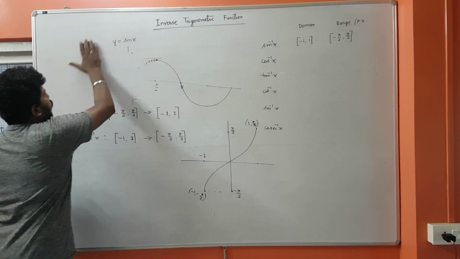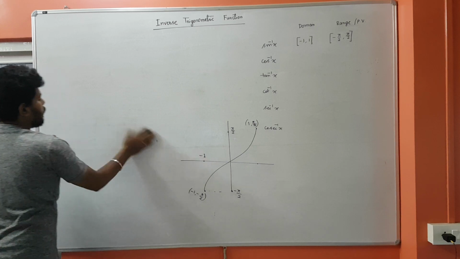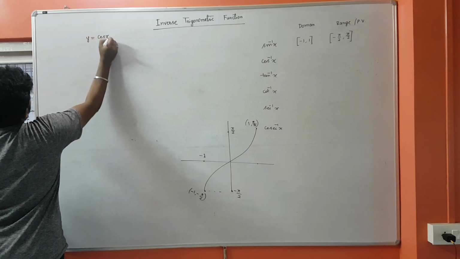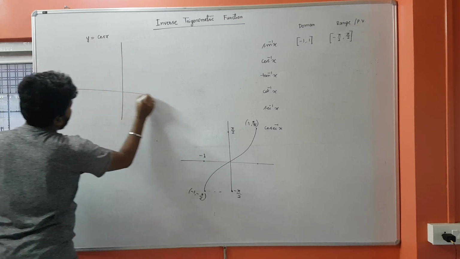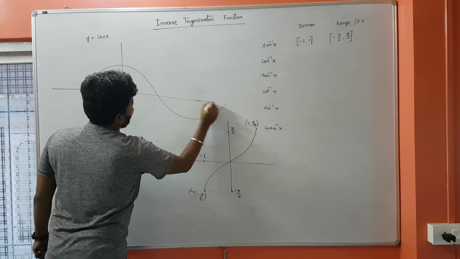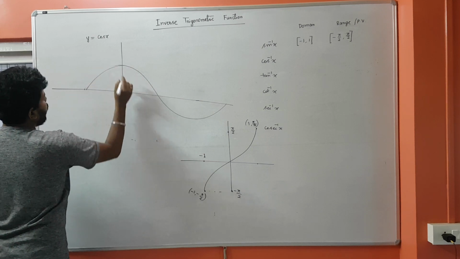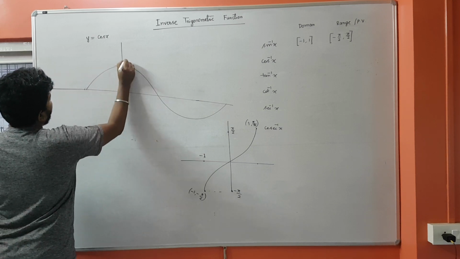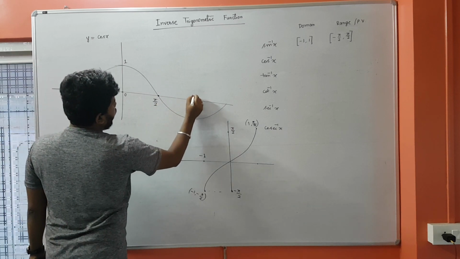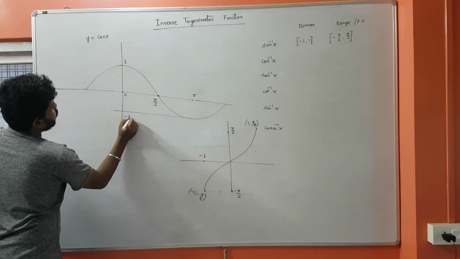Let us talk about cos inverse of x. At first, cos x. If I write y is equal to cos x, then if we draw its graph, the graph of cos x is like this. At 0 it is 1, at π/2 it is 0, at pi it is -1, this is -1 and this is +1.